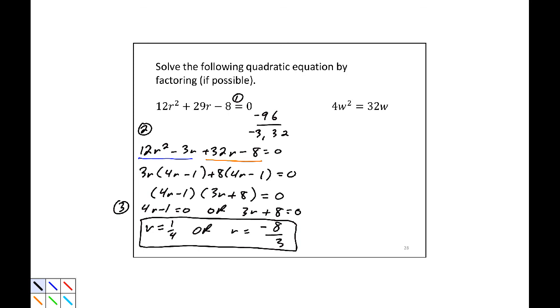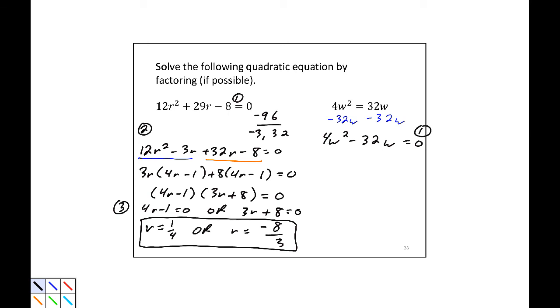Now for our next example, we need to first get it to be equal 0. So I'm going to move my 32w term to the left-hand side. Now again, all I'm doing is moving this term, not actually combining any terms. So 4w squared minus 32w equals 0.